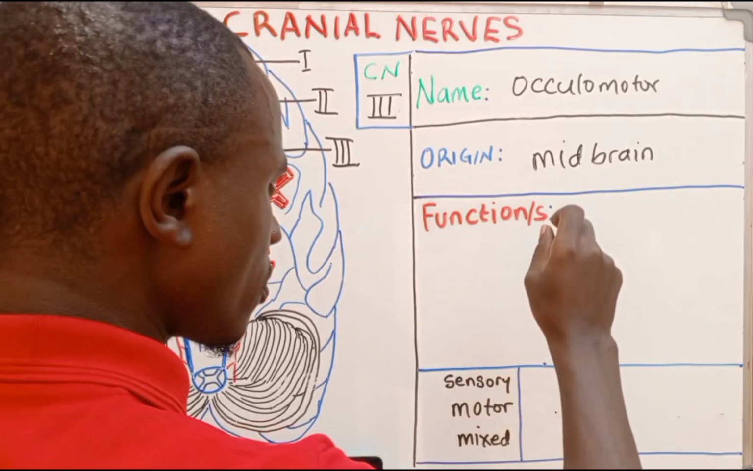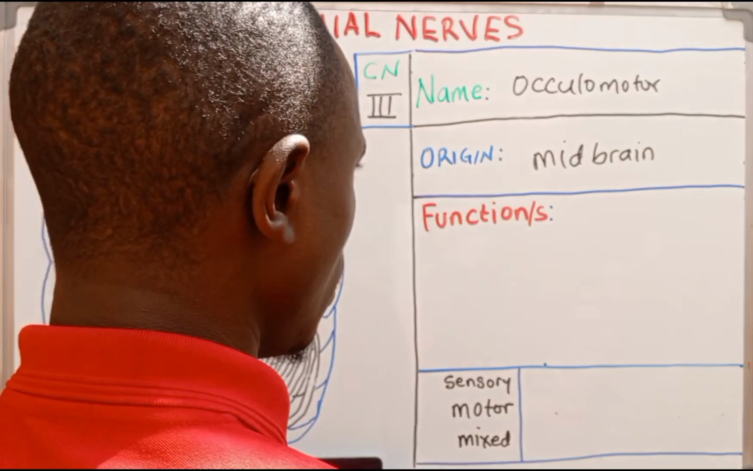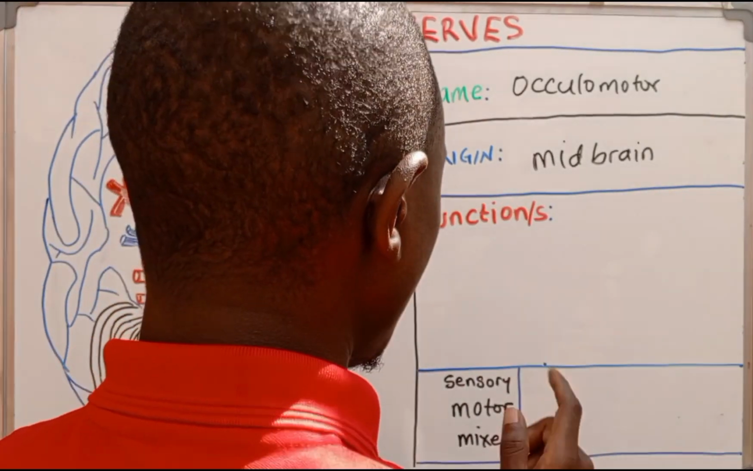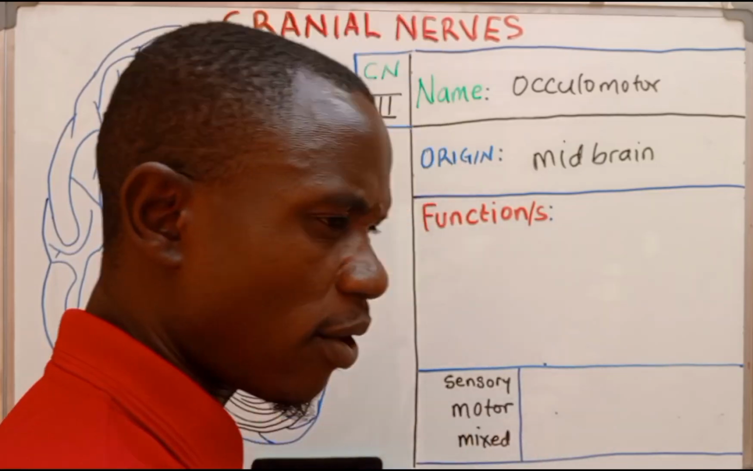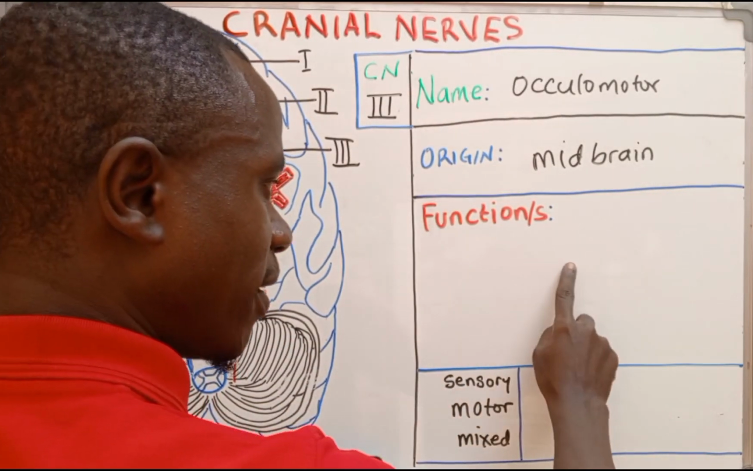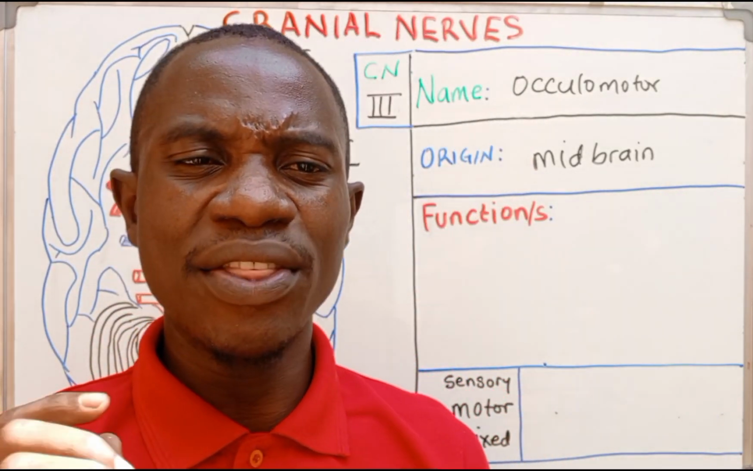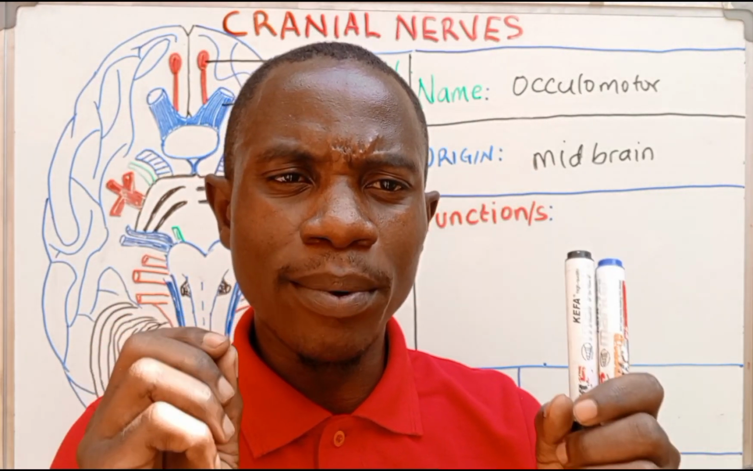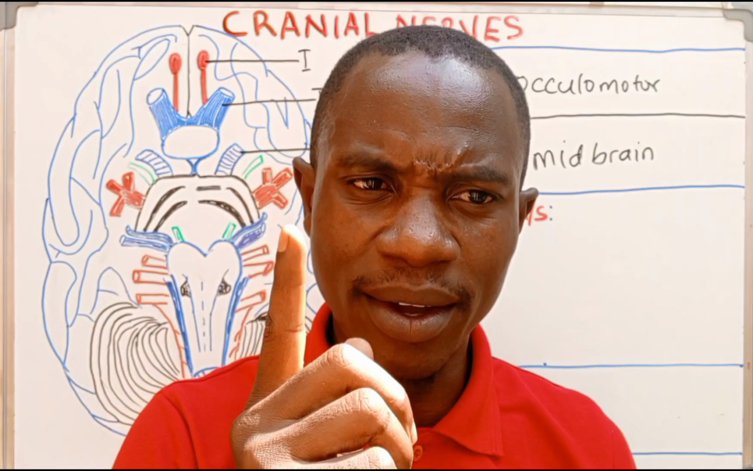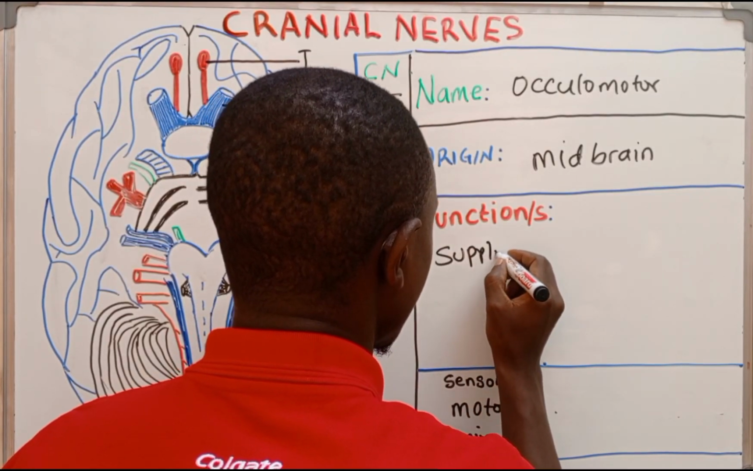So now, what is going to be the main function of the oculomotor nerve? This oculomotor nerve is going to be responsible for the following. It has a lot of supply to different types of muscles. But the most important thing which I want you to know is that this oculomotor nerve is going to be supplying some of the extraocular muscles of the eye. So now it is going to be supplying the following.